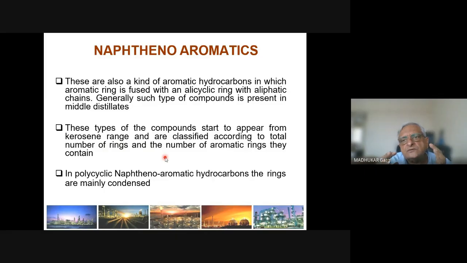If it is a cyclopentane, then it is indane. If it is cyclohexane fused along with a benzene ring, it is called tetralin. So these are the two nomenclatures you can find in the literature, indanes and tetralin.